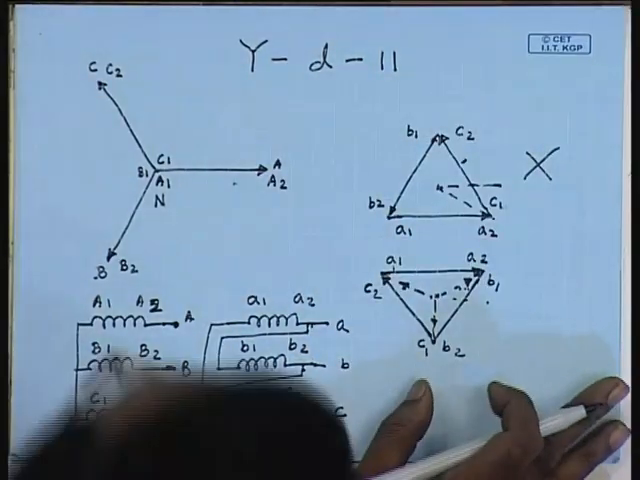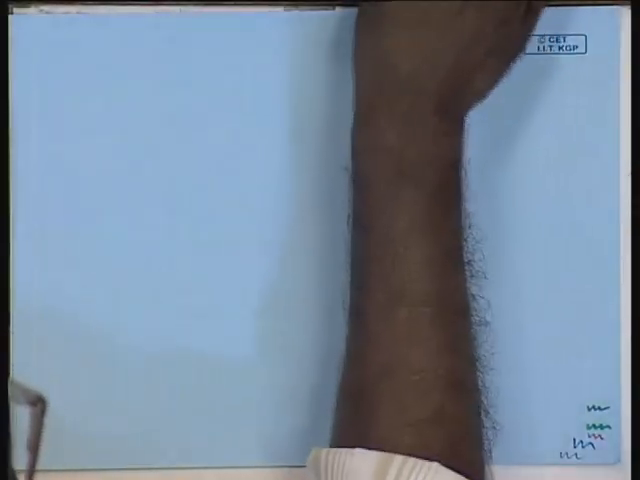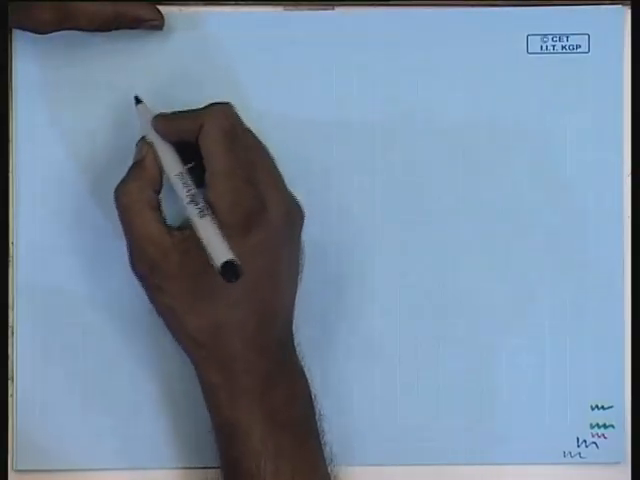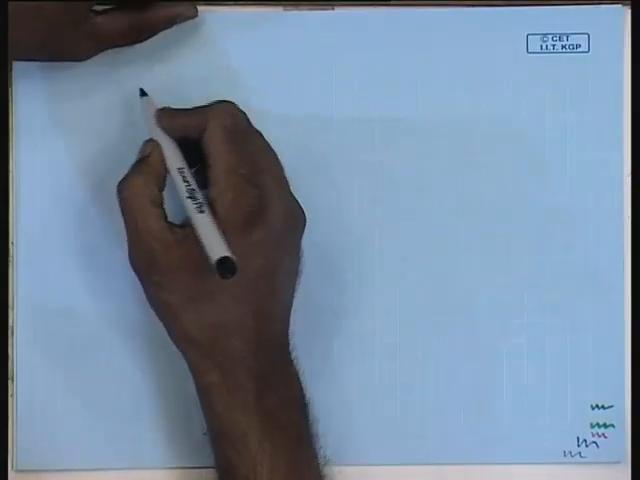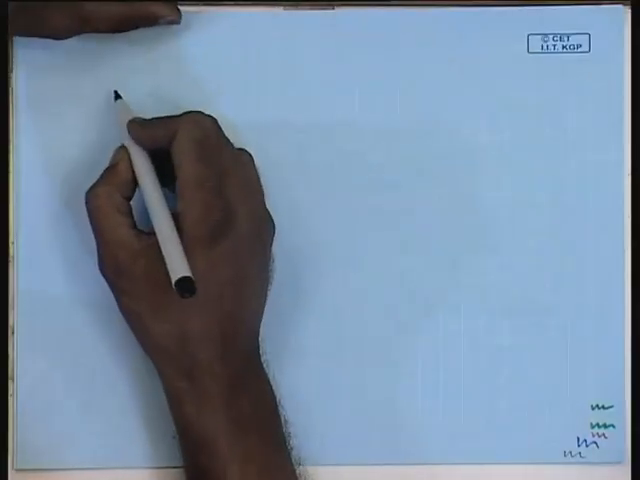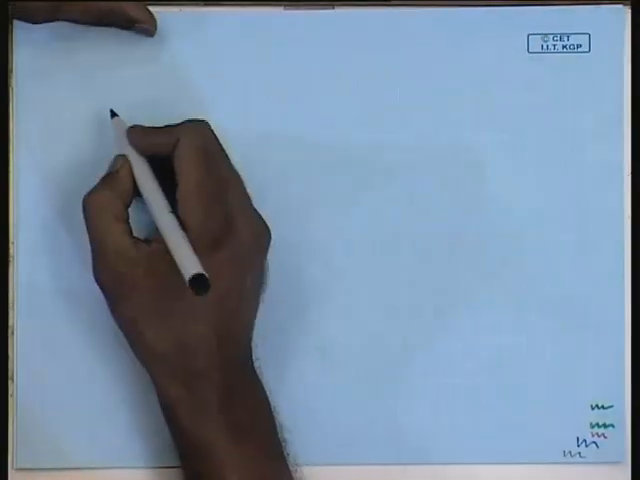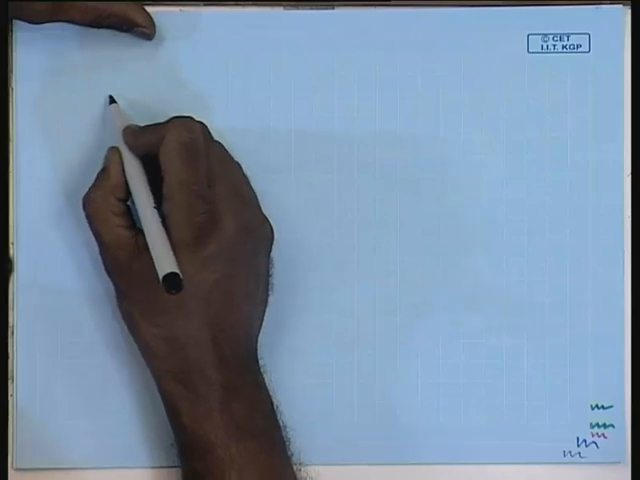Now, let us look at an interesting aspect of these connections. Let us take two connections, YD and a connection of DY11. The DY11 connection was like this.